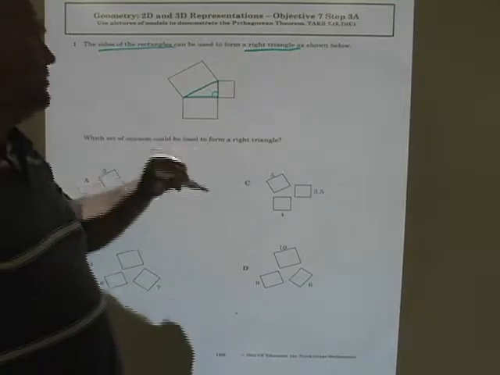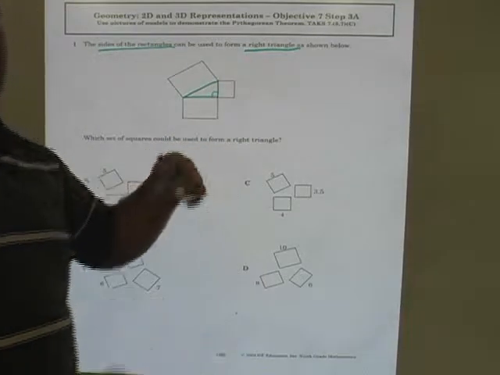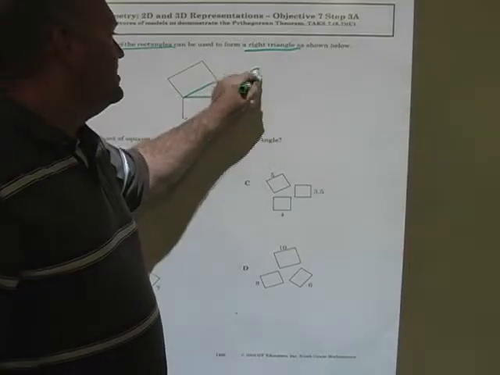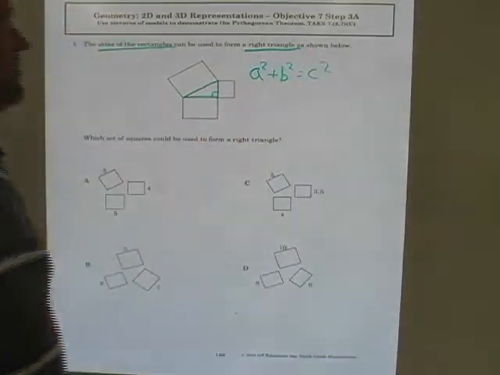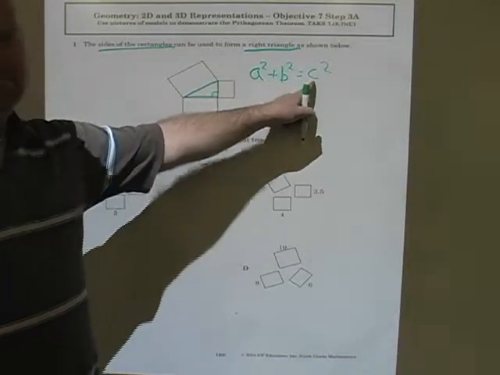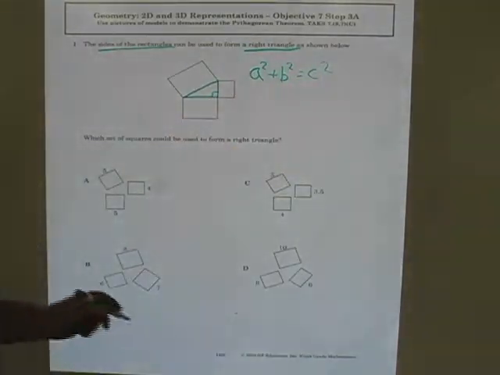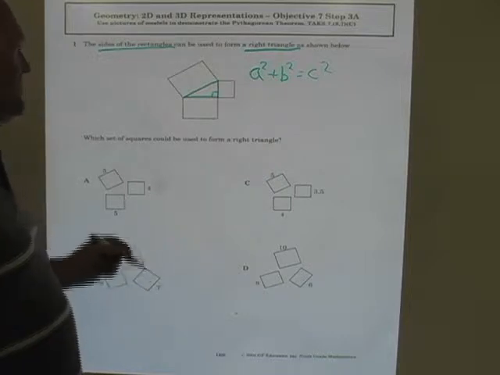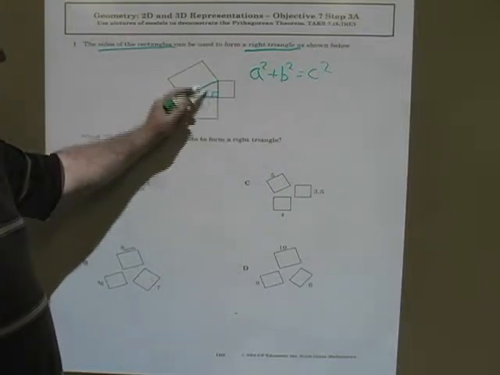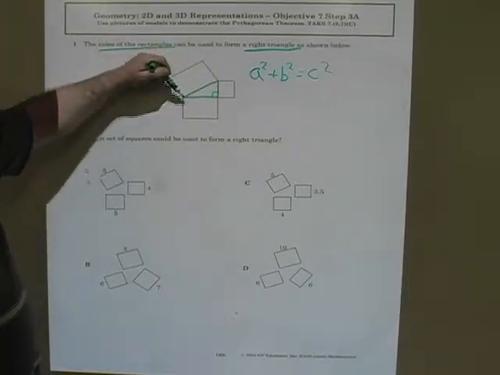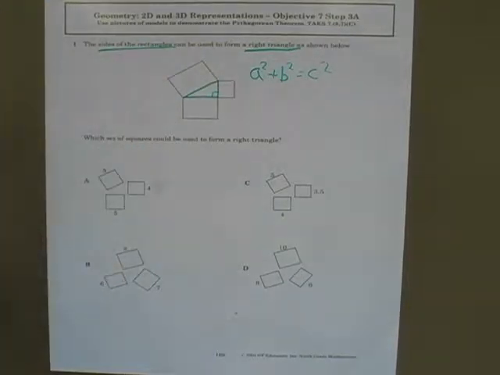Now remember, your Pythagorean theorem is a squared plus b squared equals c squared, where c is the long side. Okay? So it's also the side that's opposite from the right angle. So this would be the C right here. The other two are the A and B. They could be either one. Okay.